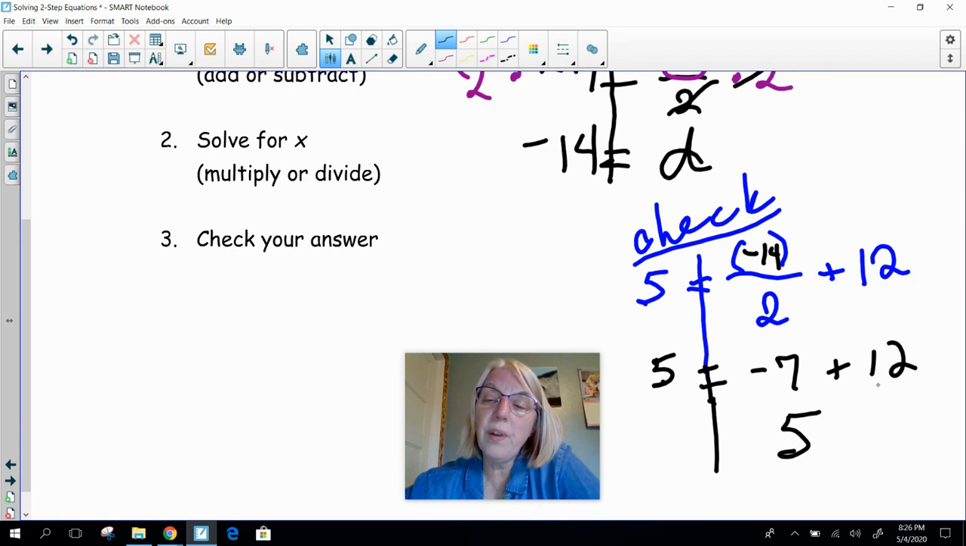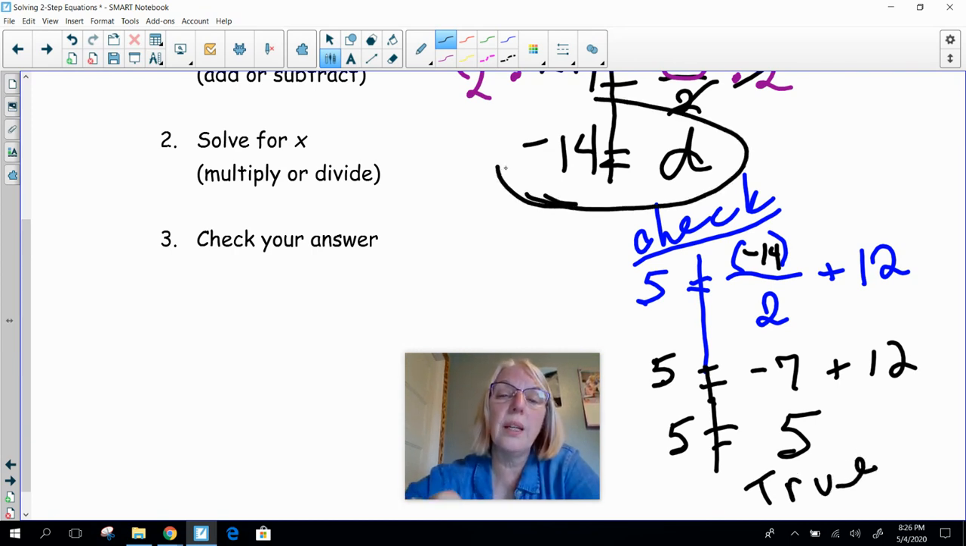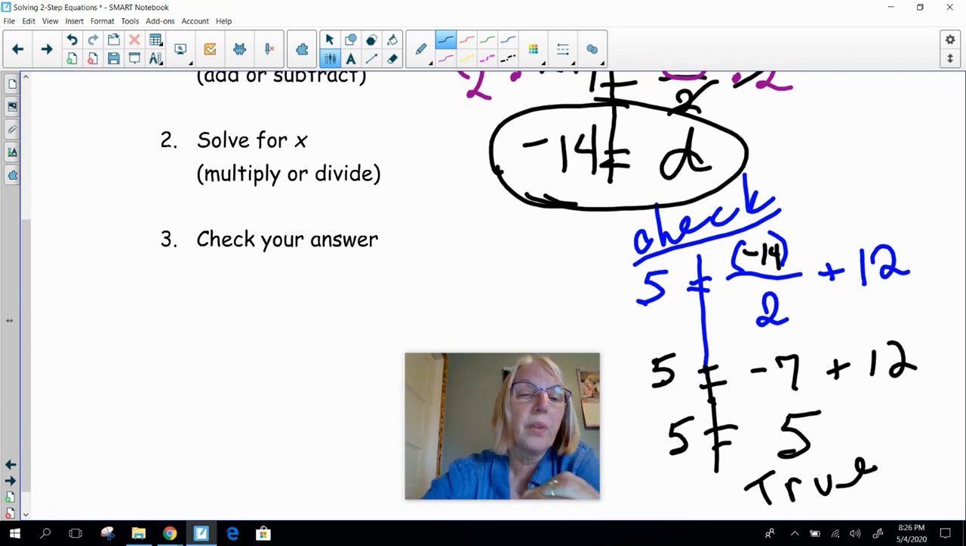Then the number with the largest absolute value is positive. 12 is the largest number, the absolute value of that. So it means the answer is going to be positive, and guess what? 5 does equal 5. This is true. And if this is true, then you know your final answer is correct. And so d equals negative 14.